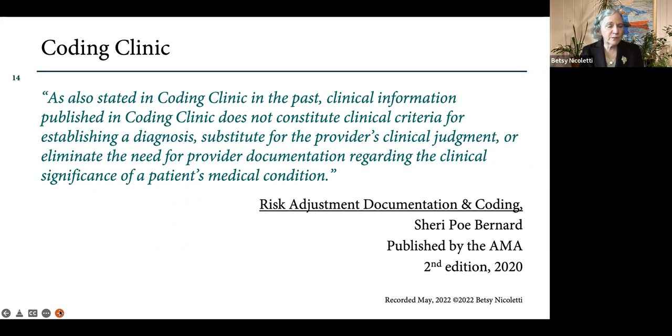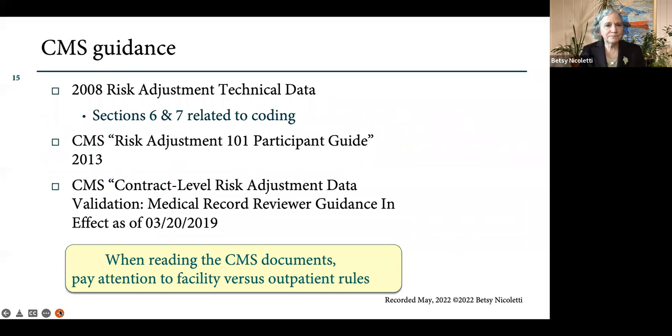And this is a quote from her book. As also stated in Coding Clinic in the past, clinical information published in Coding Clinic does not constitute clinical criteria for establishing a diagnosis, substitute for the provider's clinical judgment, or eliminate the need for provider documentation regarding the clinical significance of a patient's medical condition. So the provider documentation is what's important.